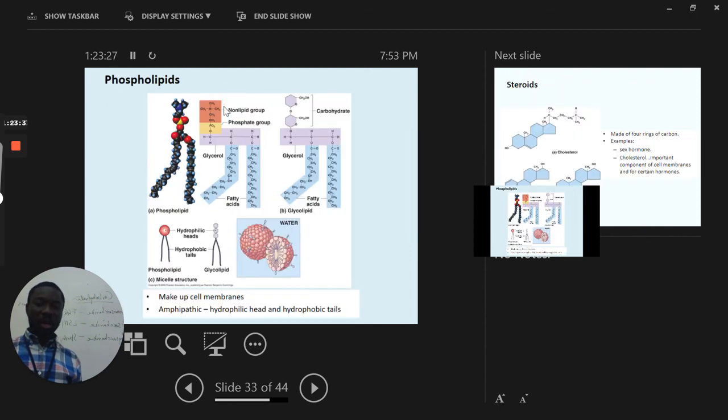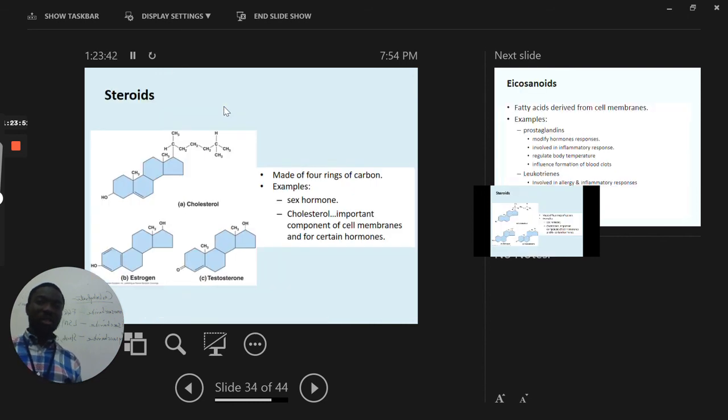So phospholipid is another one. That's what you see in your cell membrane. Have you ever heard of the phospholipid bilayer? Phospholipid bilayer, that's what you see in your cell membrane. That's just a representation of it. Steroids are another form of lipid, and you've heard of steroids, right? Good. You have sex hormones, cholesterol, and it's also part of the cell membrane.